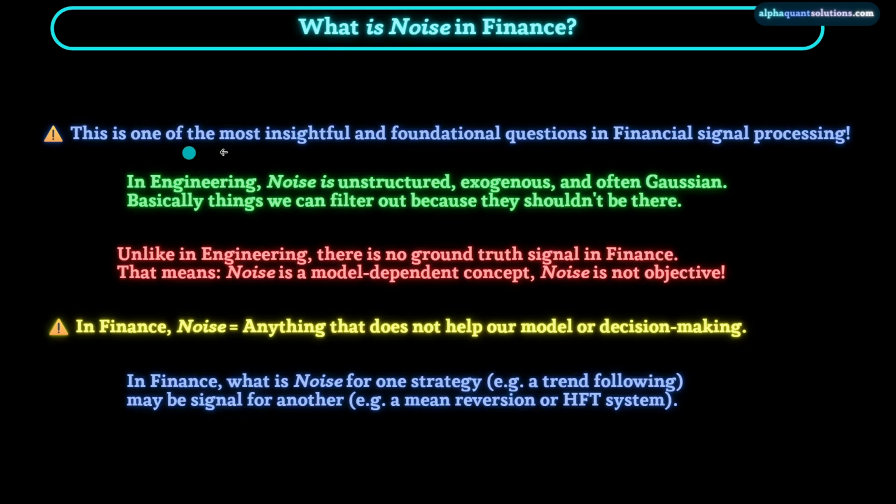Why? Because if we look back at what we have seen from engineering, we saw that noise in that case is unstructured, exogenous, and often Gaussian. And basically, in engineering, noise is anything we want to filter out because it shouldn't be there.